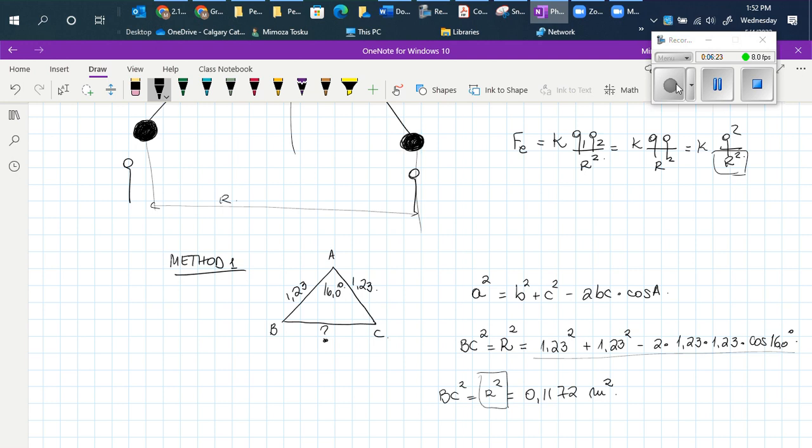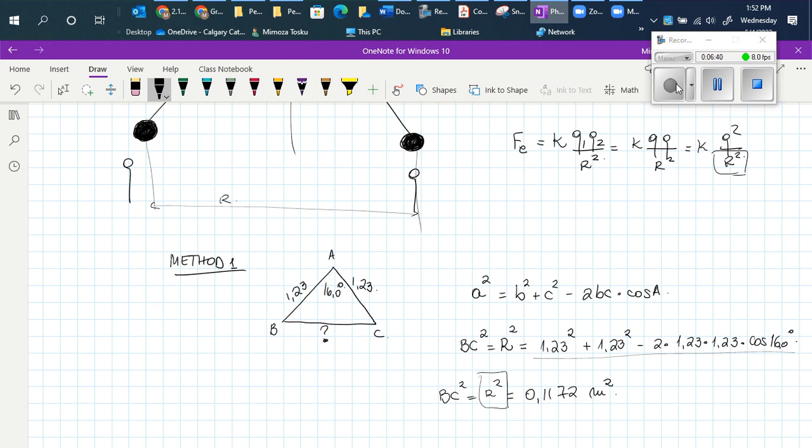But if you want to find the distance, if the question is asking you to find the distance, which in physics will not be, then you will take the square root of 0.1172 meters squared.